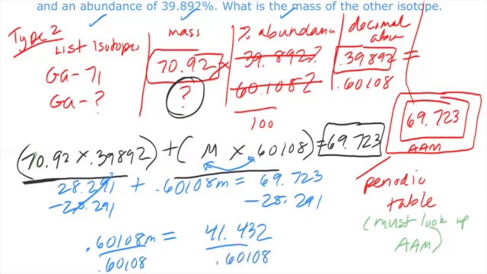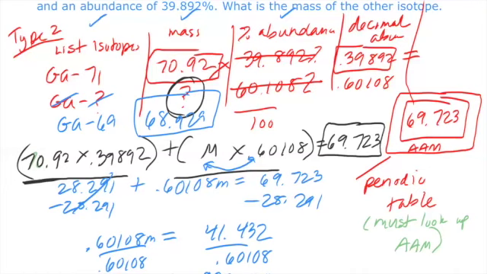And M is going to be equal to 68.929 AMUs. So that's the mass of the second isotope up here. That was our question mark. So that would mean this gallium here was probably gallium, what? 69, I would say, because it's 68.9. So that would round up to 69. Okay, so that's how you do it.